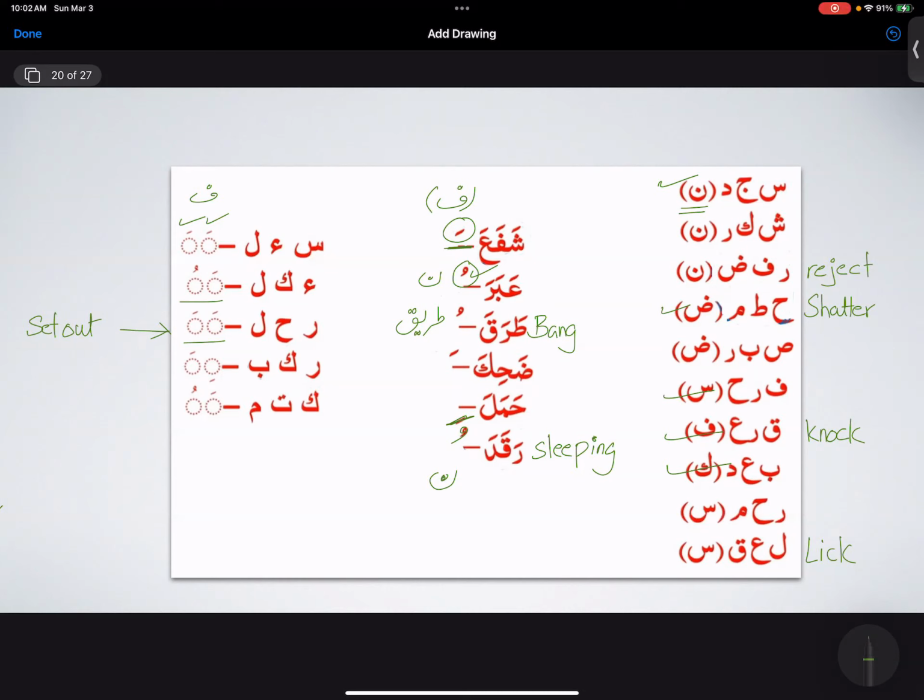Then it has Rakiba, Yarkabu. Samiya yasma'u. Oh, sorry, Bab Samiya, no, Samiya yasma'u. Then Katama, Yaktumu. Nasara yansuru.